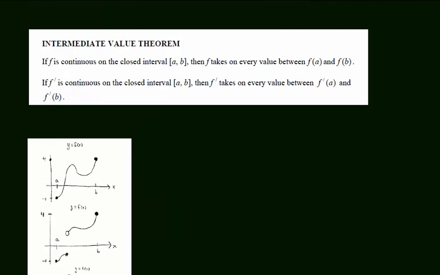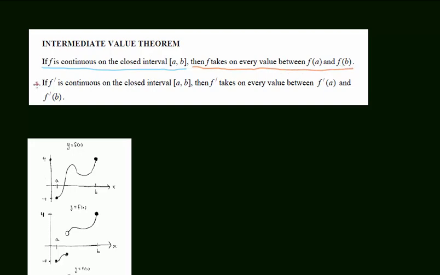Let's take a look at the next theorem, the theorem that guarantees as well. This one's called the intermediate value theorem. In this case, if f is continuous on the closed interval a, b, that's the same hypothesis. It's the same blue. So if a function is continuous on the closed interval a, b, then the guarantee here is that f takes on every single value between f of a and f of b.